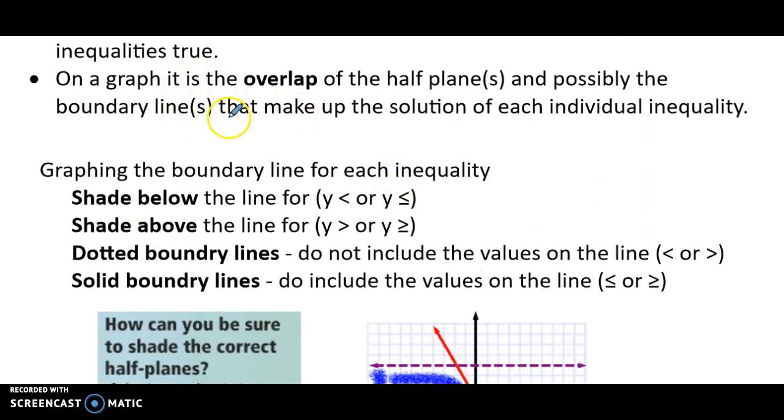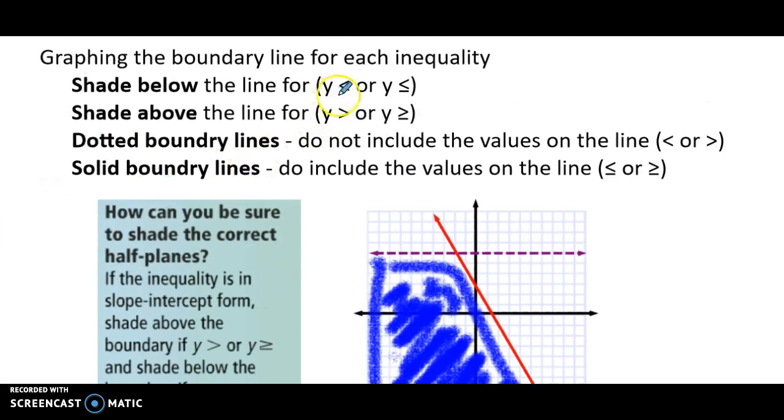So just remember, when you're solving a system of inequalities, you're graphing those inequalities and looking for the overlap. Your shading is below for anything less than, above for anything greater than. We use dotted lines when there's no equal sign and solid lines when there are equal signs.